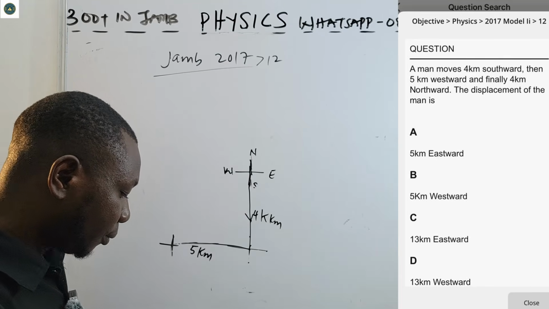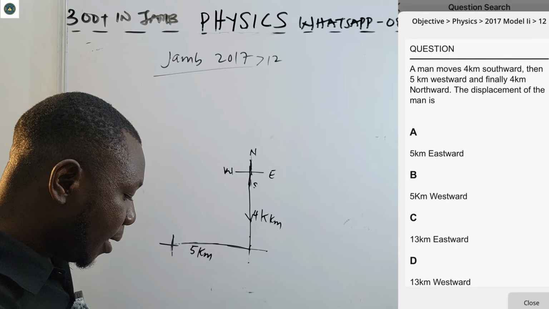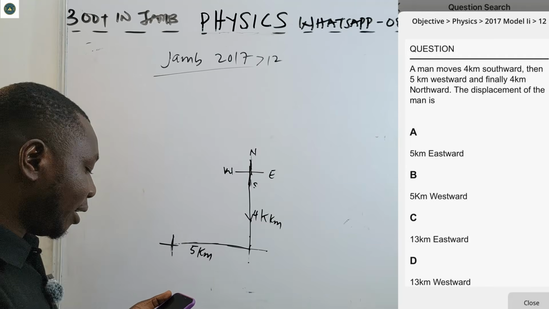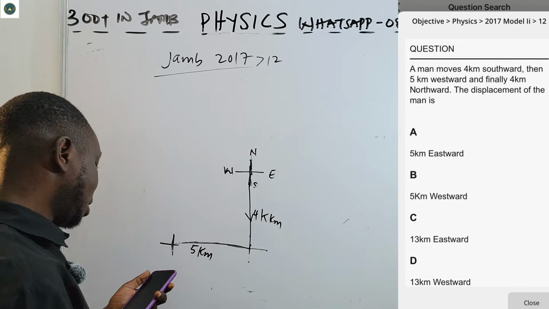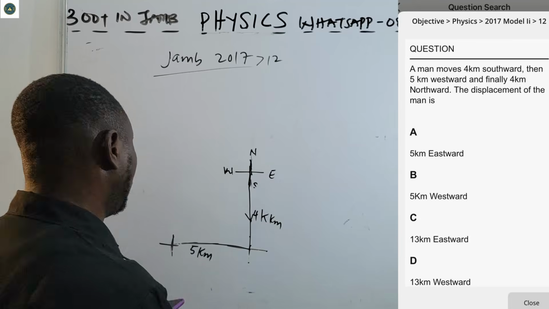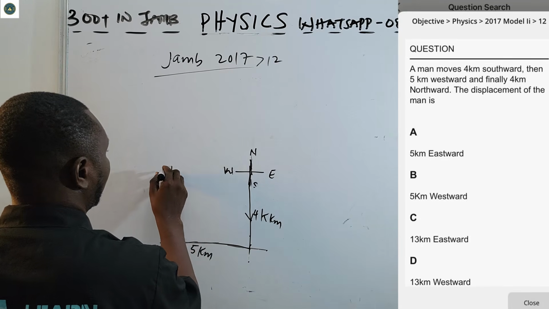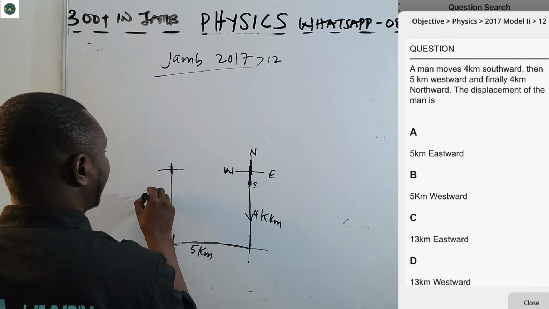Now what happened? A man moves 4 kilometers southward, and then 5 kilometers westward, and finally, 4 kilometers northward. You move to the north again, north, 4 kilometers.